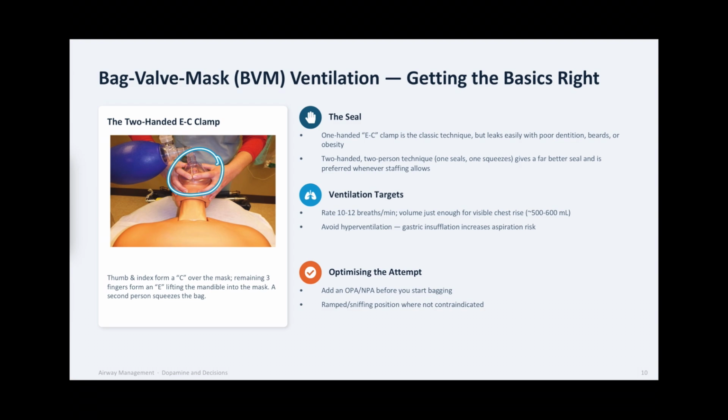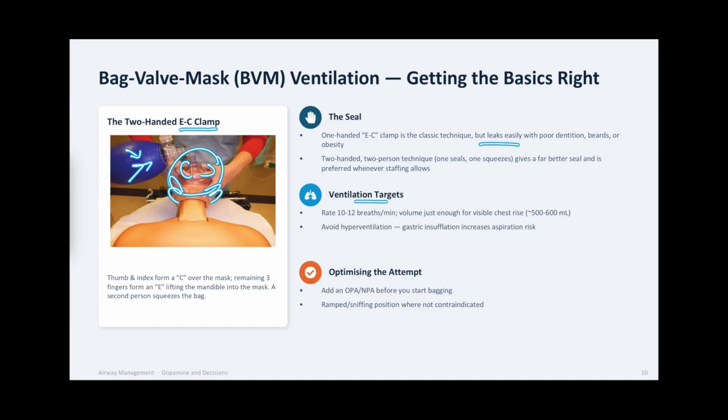The traditional one-handed technique, the E-C clamp, works reasonably well, but in real emergencies, with patients with obesity or facial hair or major facial trauma, it frequently leaks. Whenever another member is available, switch to the two-person technique. That is, one provider uses both hands to create an E-C grip, like it is shown over here, and the other person squeezes the bag. Numerous studies have shown this method delivers significantly better ventilation.